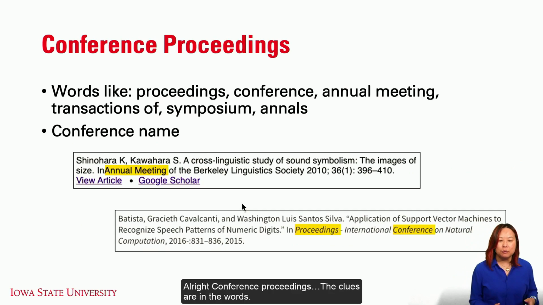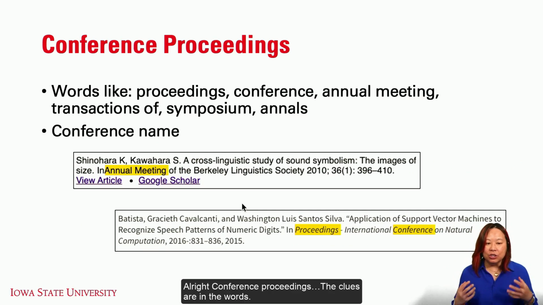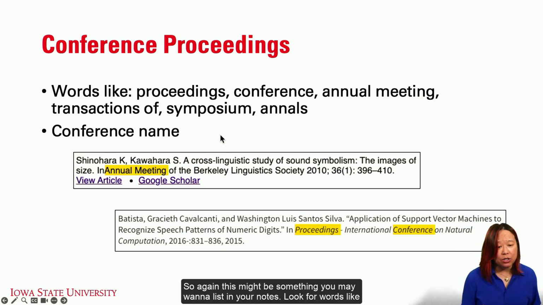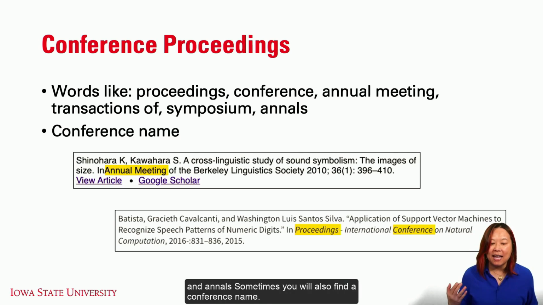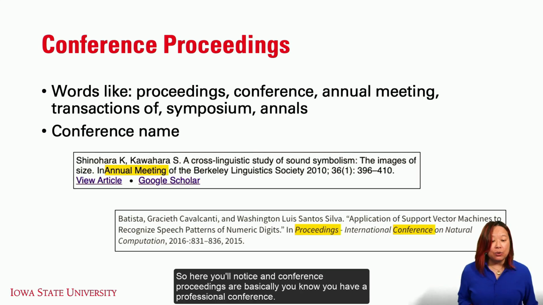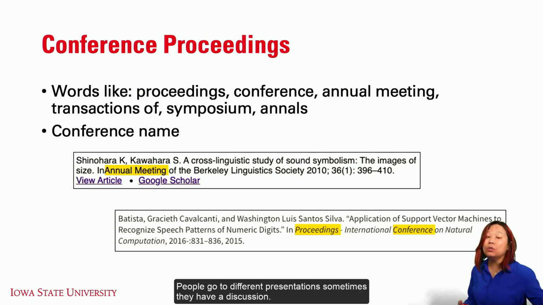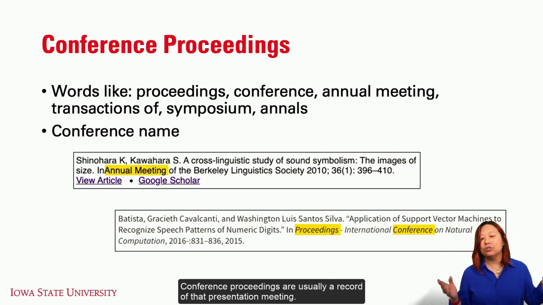All right, conference proceedings. The clues are in the words. So again, this might be something you may want to list in your notes. Look for words like proceedings, conference, annual meeting, transactions of, symposium, and annals. Sometimes you will also find a conference name. So here you'll notice, and conference proceedings are basically, you have a professional conference, people go to different presentations, sometimes they have a discussion. Conference proceedings are usually a record of that presentation meeting.